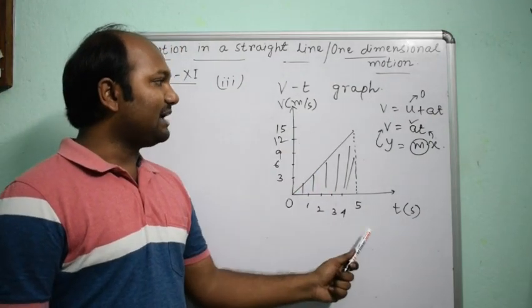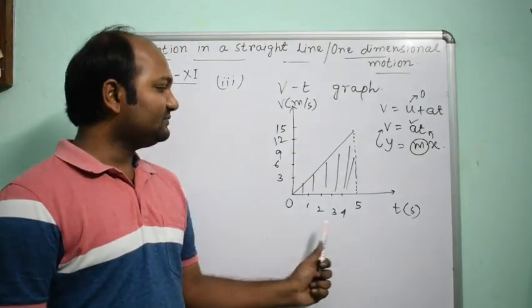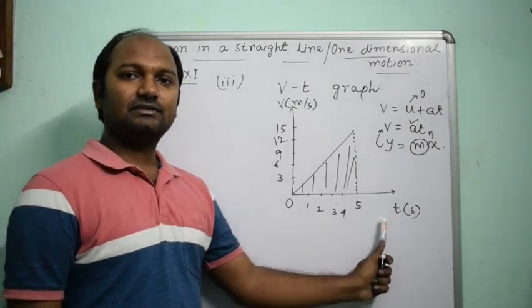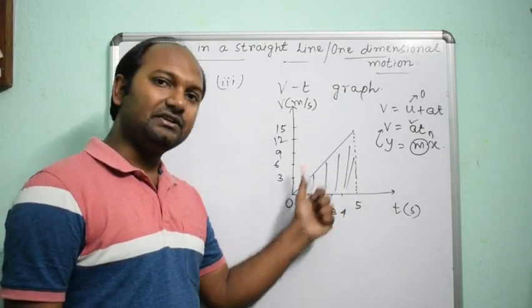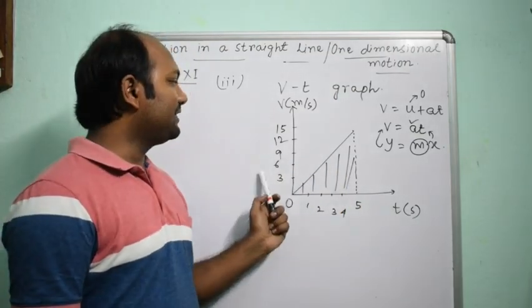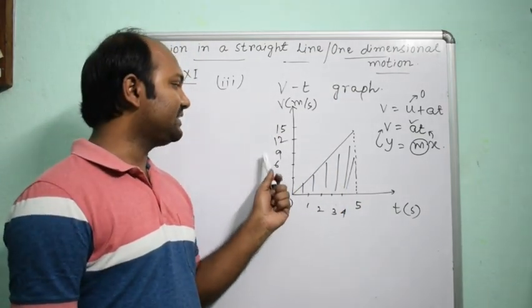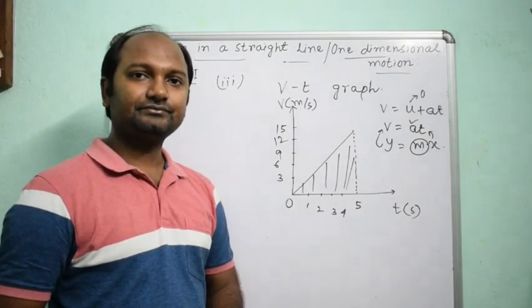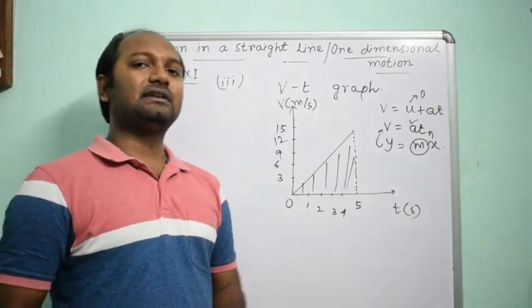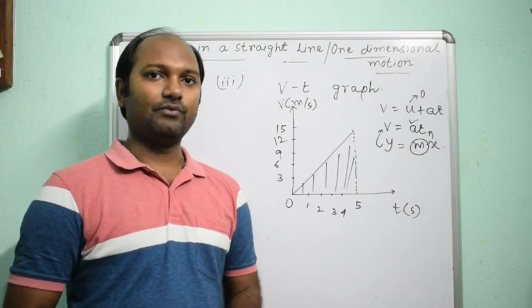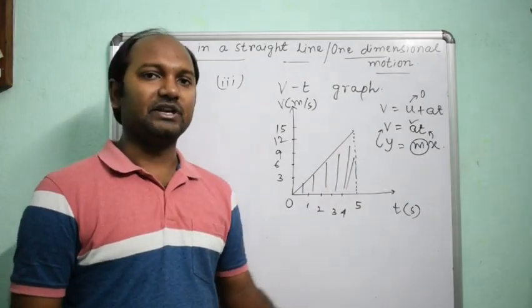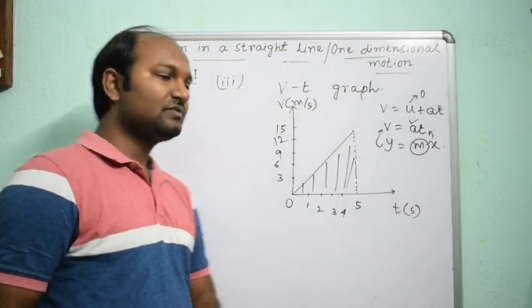Suppose a velocity time graph is given. Here time is increasing: 1, 2, 3, 4, 5. With increasing time, velocity increases: 3, 6, 9, 12, 15. So how to find acceleration from the velocity time graph? If you find the slope of the velocity time graph, then it represents acceleration.